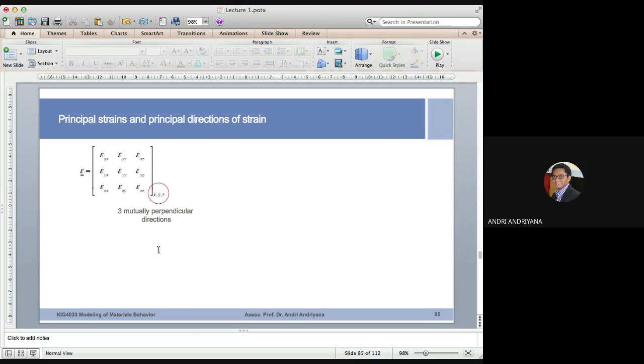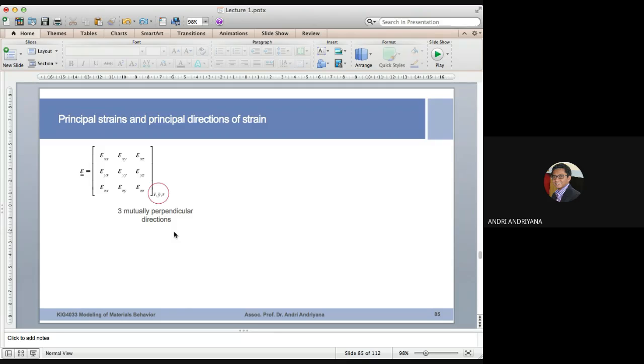So here is the strain, the components expressed with respect to the XYZ coordinate system. XYZ are perpendicular to each other. We call it three mutually perpendicular directions. I can choose to express it with respect to other coordinate systems, then I will have other components.